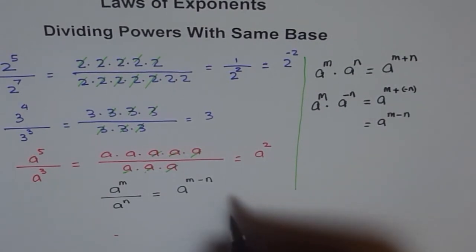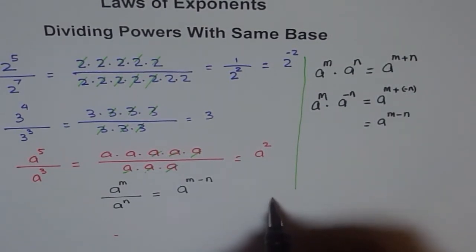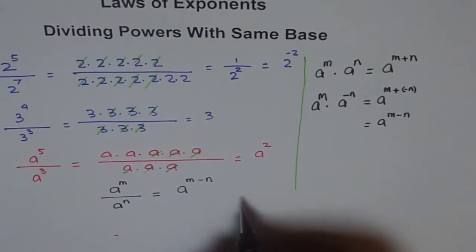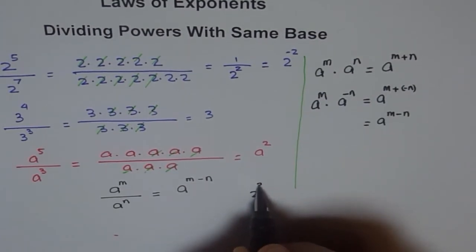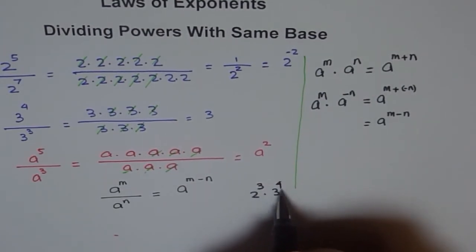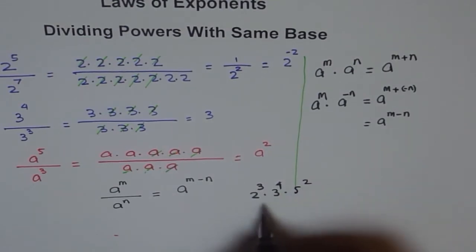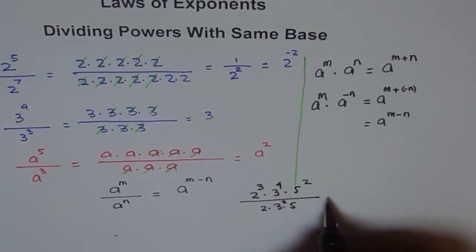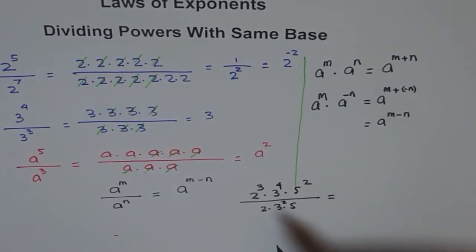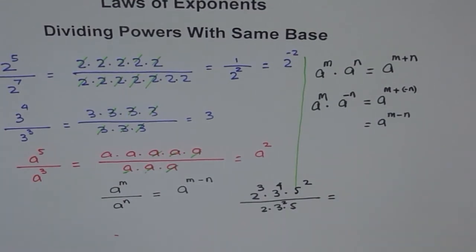Okay, if you have something like this, you can try this problem. 2 to the power of 3 times 3 to the power of 4 times 5 to the power of 2, divided by 2 times 3 times 5, let's say this to the power of 2. What should you get? Okay, so the powers are 3, and this is 1. They will get subtracted. 4 minus 2 and 5 minus 1 should be your answer.